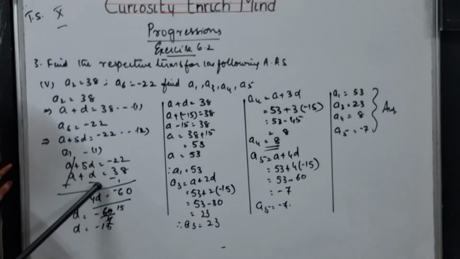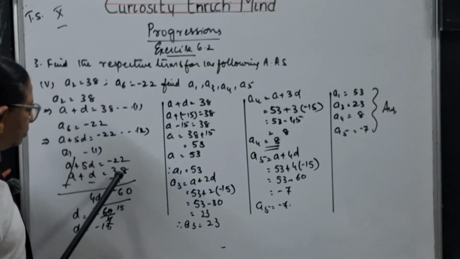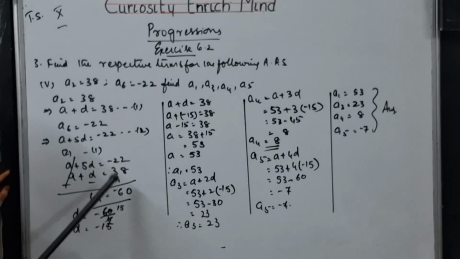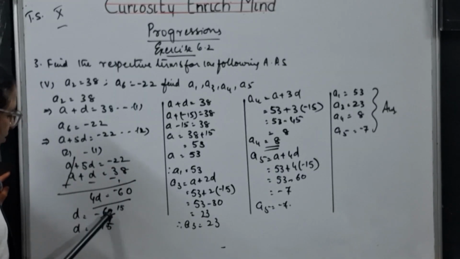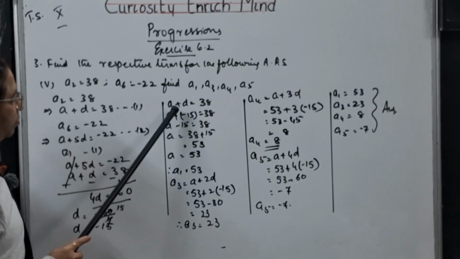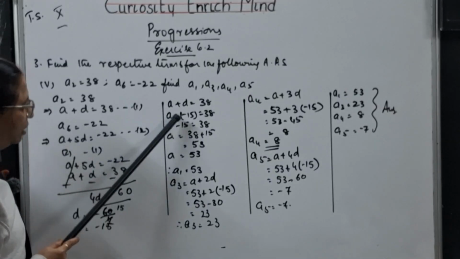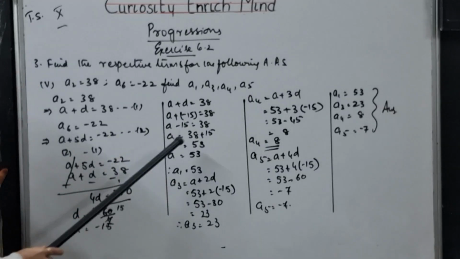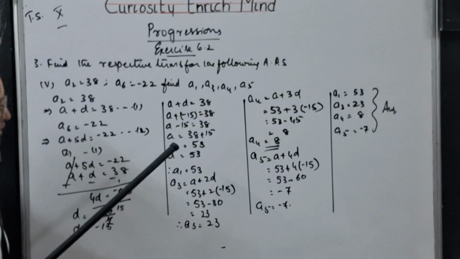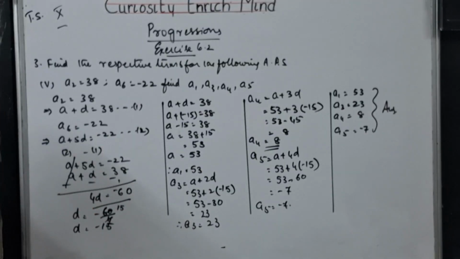So on subtracting, the signs will change. 5D minus D is 4D is equal to, both are minuses. So when I add 8 plus 2, 10, 5 and 6, 60. So D is minus 60 by 4, that is minus 15 I got. Now A plus D is 38. In that I have substituted D. When I substituted D as minus 15, I got A value as 53.